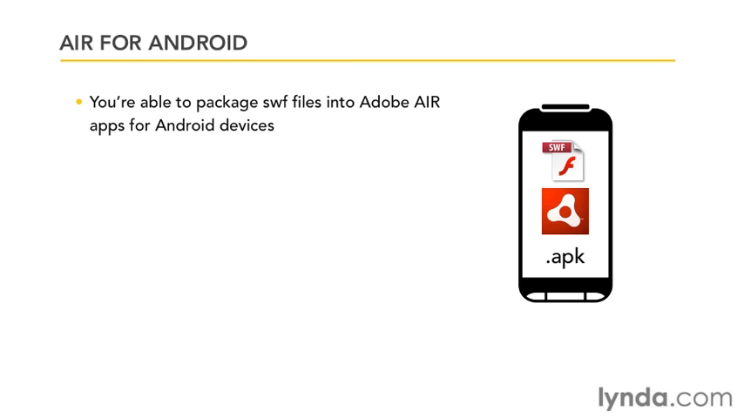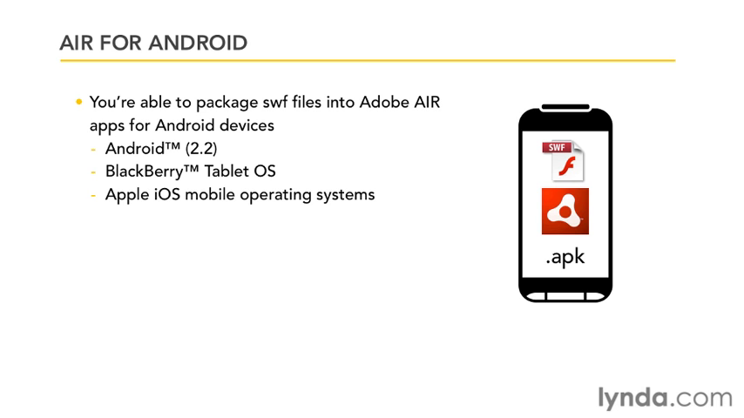Air for Android allows you to basically package up your SWF files. If you've made them in Flash Professional, you can package up your SWF files into Adobe Air apps for Android devices, which is pretty great. You package them up, they become an APK file, which is basically an app. Know that you can also take that same SWF content and make an app for BlackBerry tablet operating systems, as well as apps for Apple iOS devices. So again, your Flash content can be pretty wide-reaching. You can make plenty of different types of apps really from the same basic content in Flash Professional.